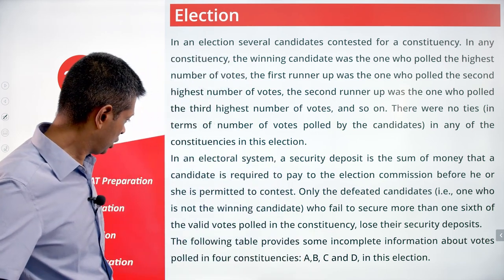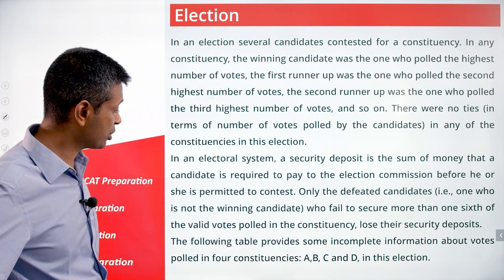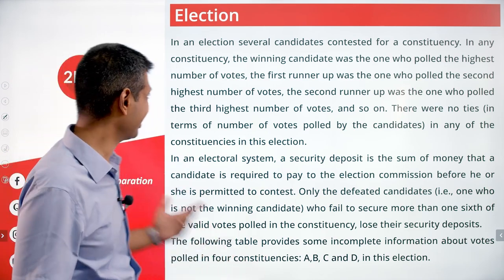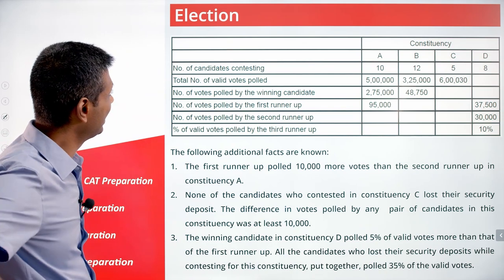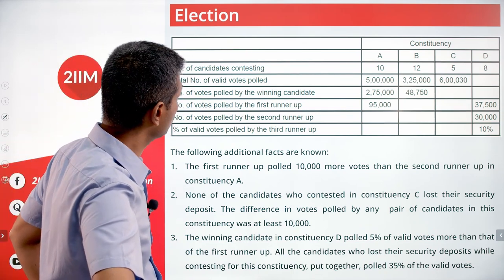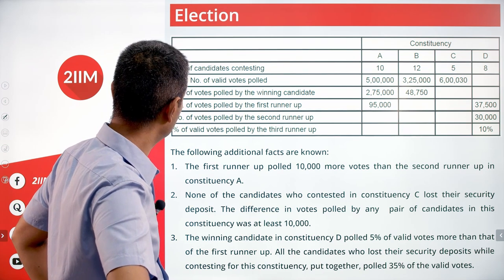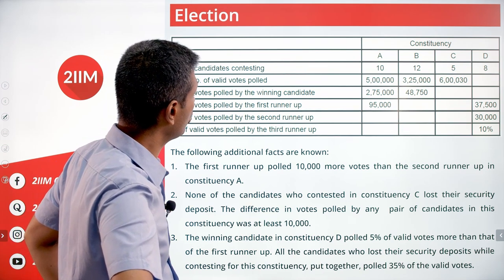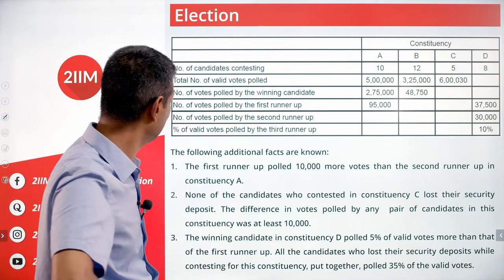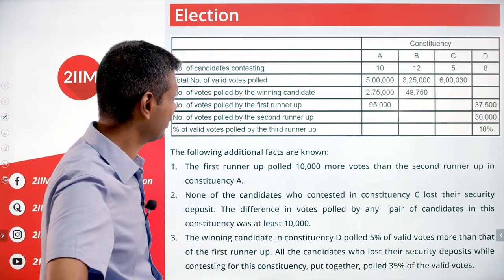The following table provides some incomplete information about votes polled in four constituencies, A, B, C, and D in this election. Let's see that before we go further. A, there were 10 candidates. The total number of votes polled were 5 lakhs. The winning candidate got 2.75 lakhs. Oh, he won by a massive margin. He won more than half the votes. First runner-up was 95,000.